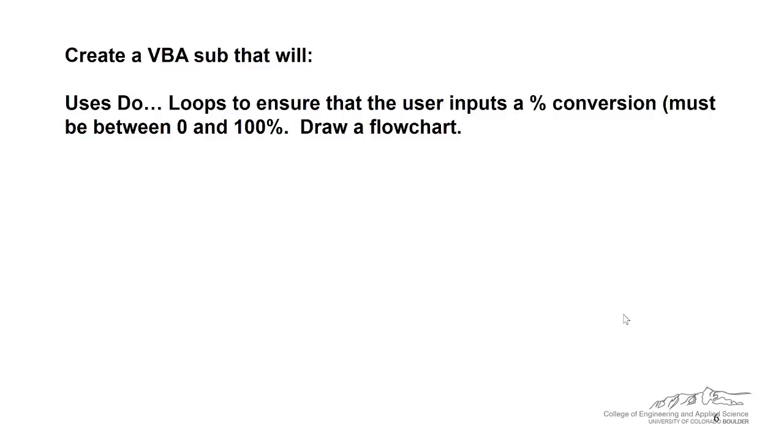We're going to create a VBA sub that will use do loops to ensure that the user inputs a percent conversion. Conversion, it's a percentage, so it has to be between 0 and 100. So we're going to do something known as input validation. It's going to verify that the user inputs something in a specified range. Just to let you know, input validation, as I'm showing here, is only done in subroutines. It is not performed in functions.